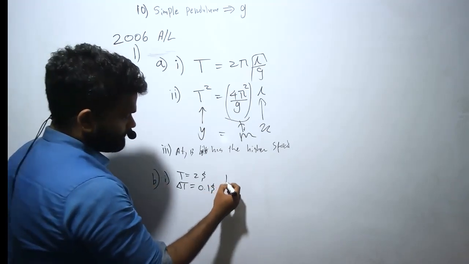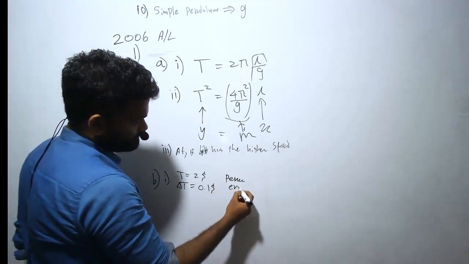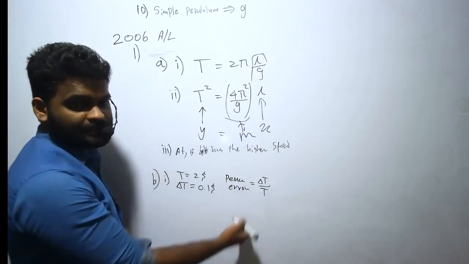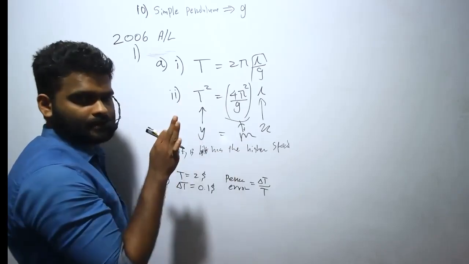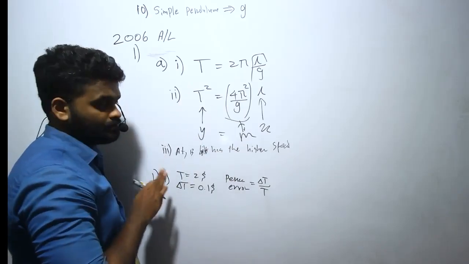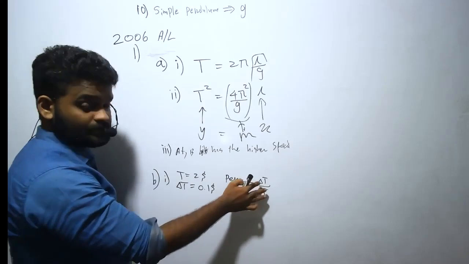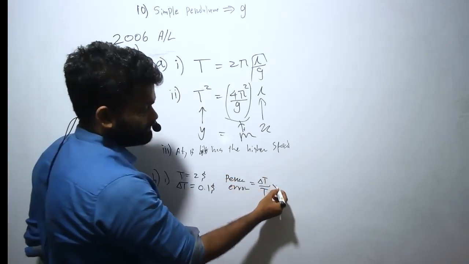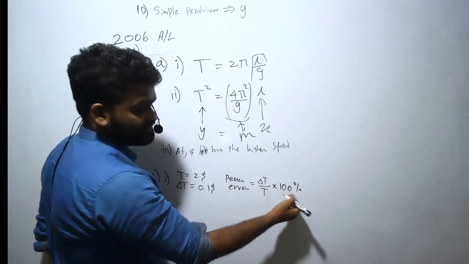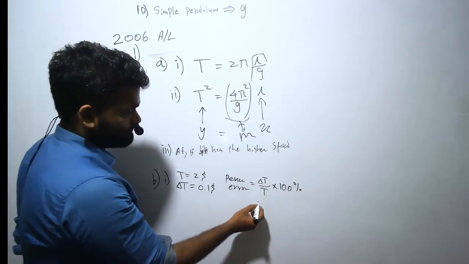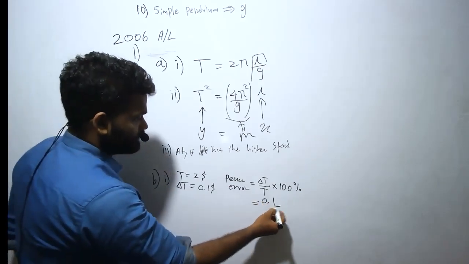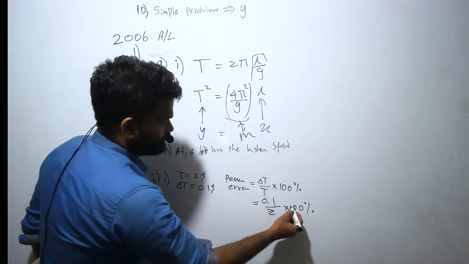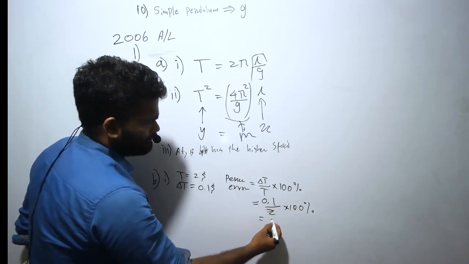Percentage error. So how do you find delta t divided by t? This is the fractional error of time period, right? Not time measurement, not time for 25 oscillations. This is the time error for the time period. To make it a percentage error, you have to multiply that by 100%. So delta t is 0.1 over 2 times 100%, which is 5%, right?